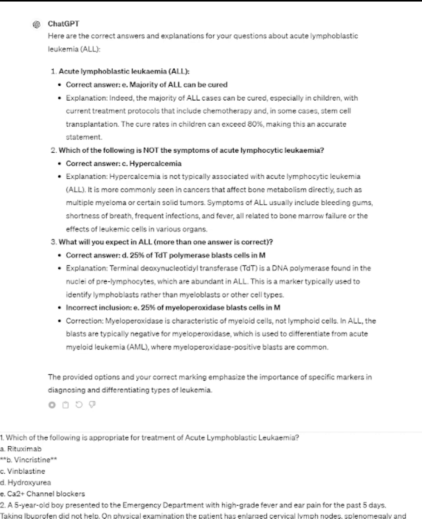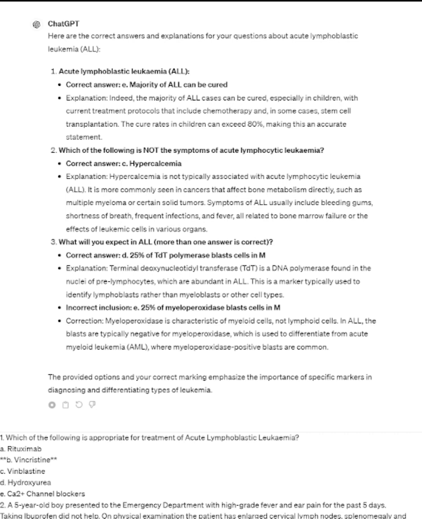3. What will you expect in ALL? More than one answer is correct. Correct answer, D. 25% of TDT positive blast cells in marrow. Explanation. Terminal deoxynucleotidyl transferase, TDT, is a DNA polymerase found in the nuclei of pre-lymphocytes, which are abundant in ALL. This is a marker typically used to identify lymphoblasts rather than myeloblasts or other cell types.